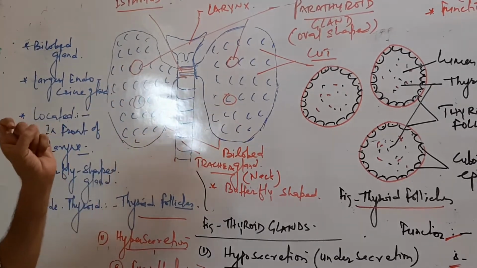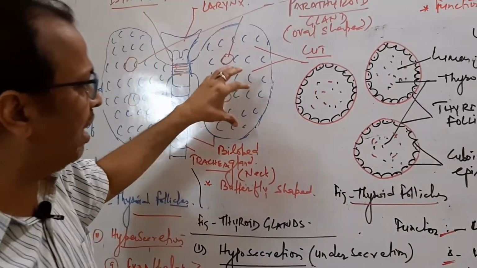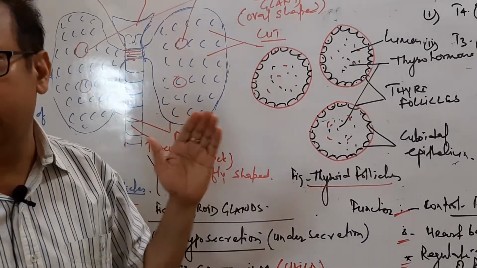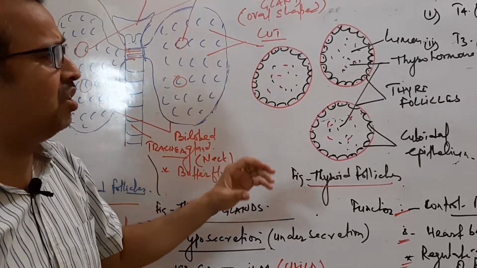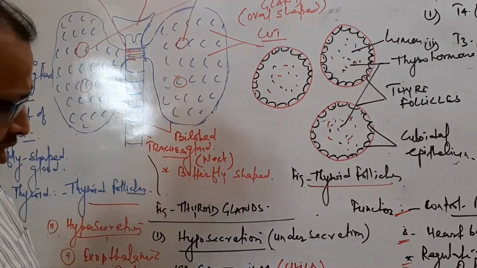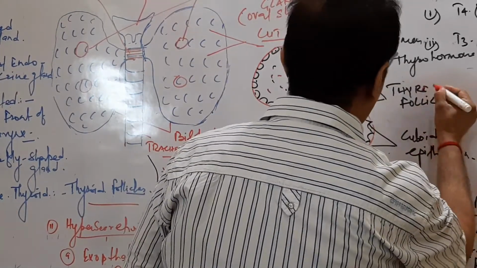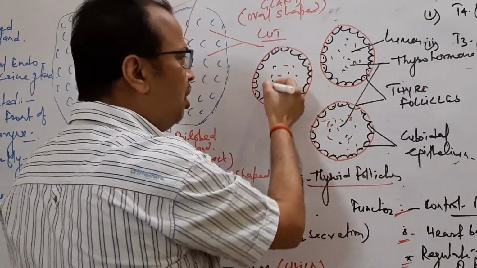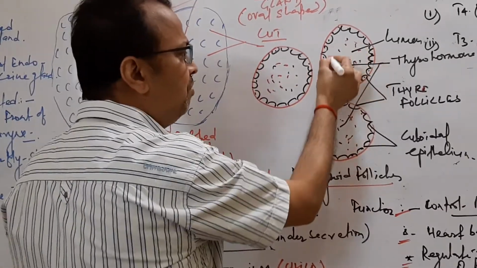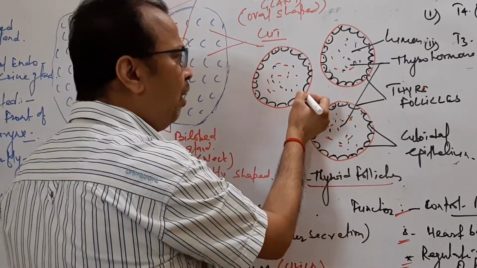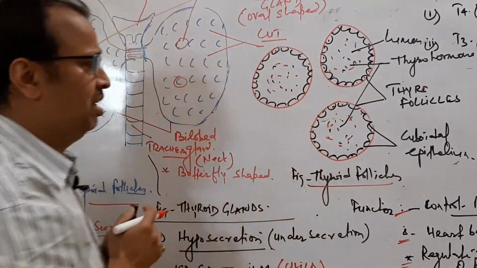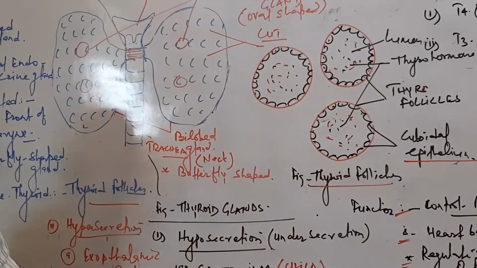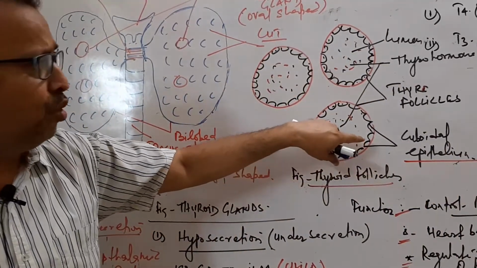Inside the thyroid gland, when we cut it, many follicles are located. These are called thyroid follicles. Here is the lumen of the thyroid follicles, and it is lined by epithelial cells. These epithelial cells are called cuboidal epithelium, so the follicle is composed of cuboidal epithelium.